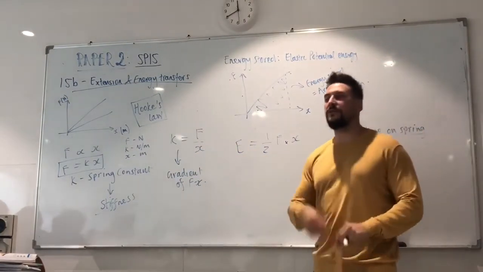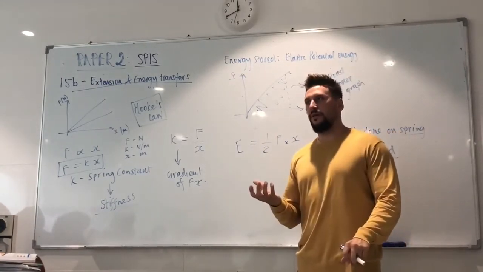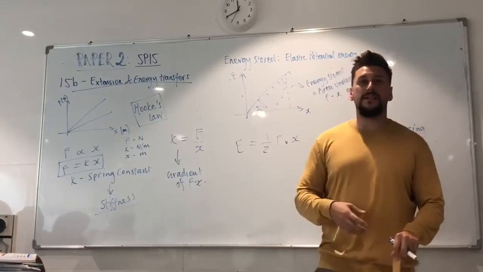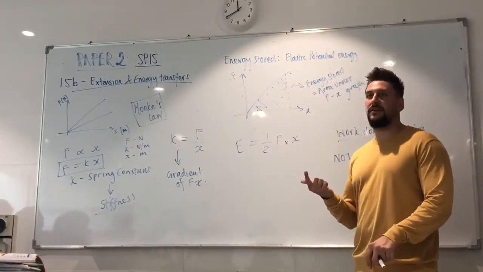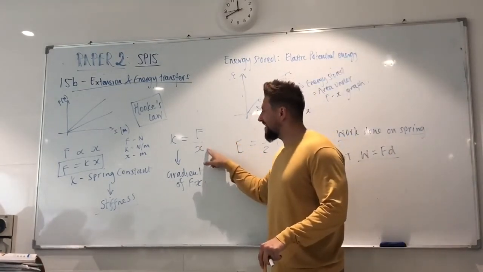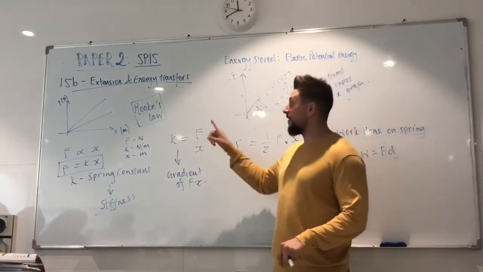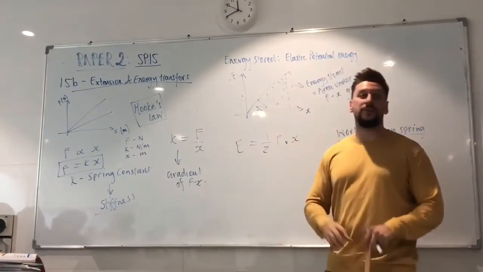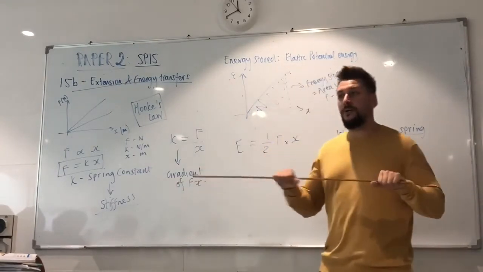It's a constant value, the same as density. How much mass per volume? Okay? Same as specific heat capacity. How much energy per kilogram per degree Celsius? Okay? Spring constant is the force required to extend or stretch or even compress. Okay? So be aware, this graph, you could also do this for compression, not just extension. So you could be stretching the spring, or you could be compressing it.